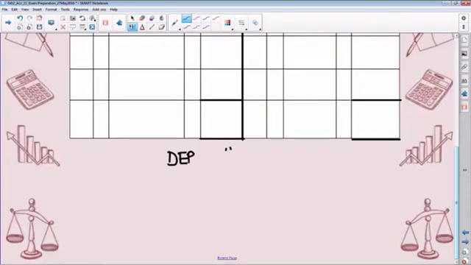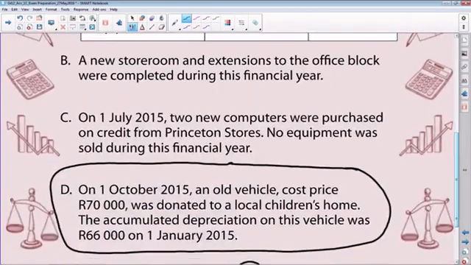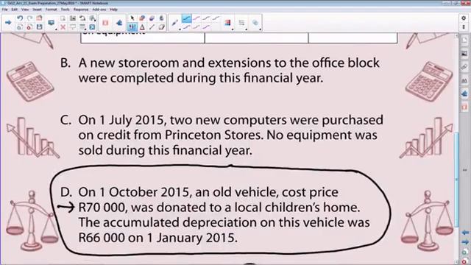1, depreciation. 2, the cost price. 3, the accumulated depreciation. 4, the carrying value. 5, your selling price. And yes, eventually your profit or your loss on sale of asset. Got that? Right. The cost price of this vehicle that we are disposing of was 70,000 Rand. There's my cost price.